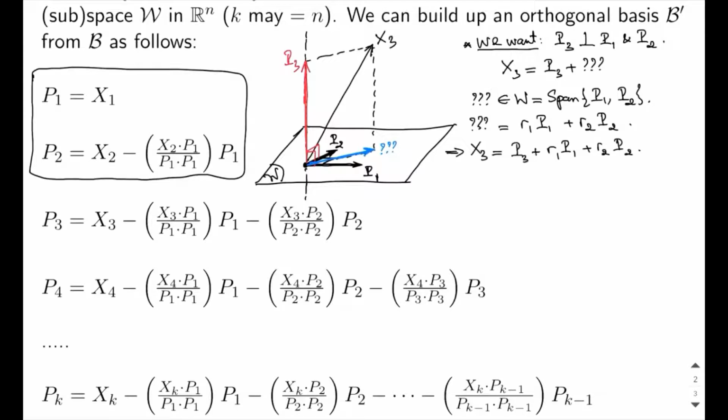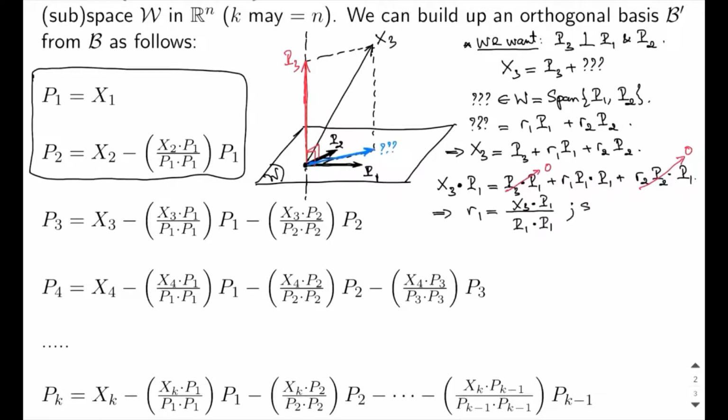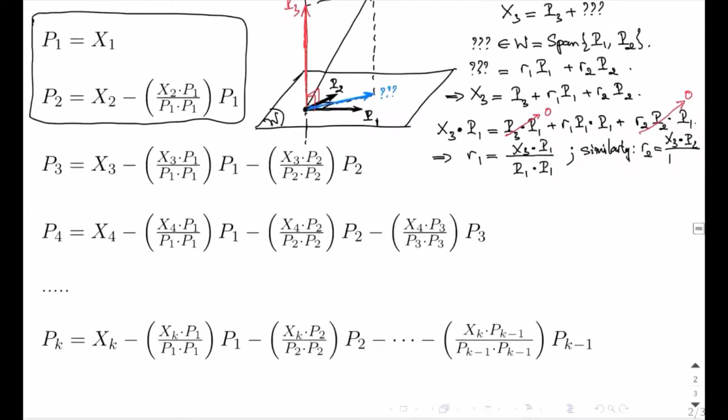So we are going to dot both sides with p1. Now remember that p1 and p2 are perpendicular to each other because of the previous two steps that we made. So this dot product is going to give 0. p3, if it exists, is going to be perpendicular to p1. So the first dot product is also 0. That means you can compute the scalar r1 as the ratio of x3 dot p1 over p1 dot p1. Similarly, r2 is going to be the ratio of x3 dot p2 over p2 dot p2.